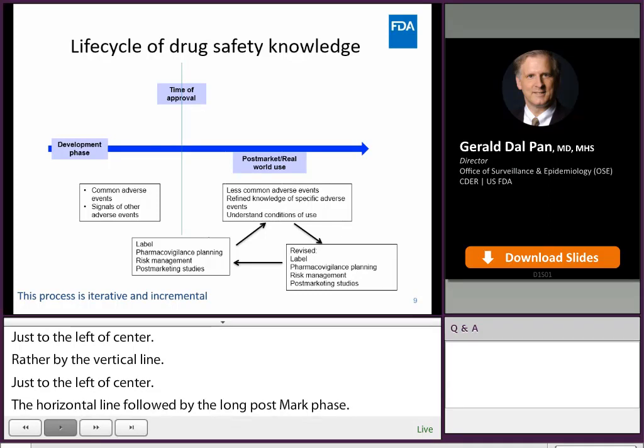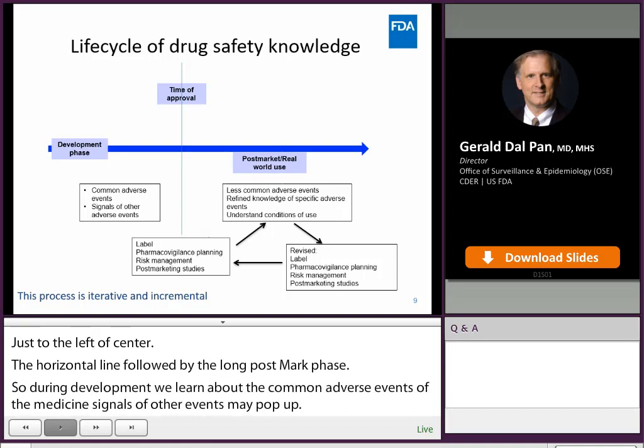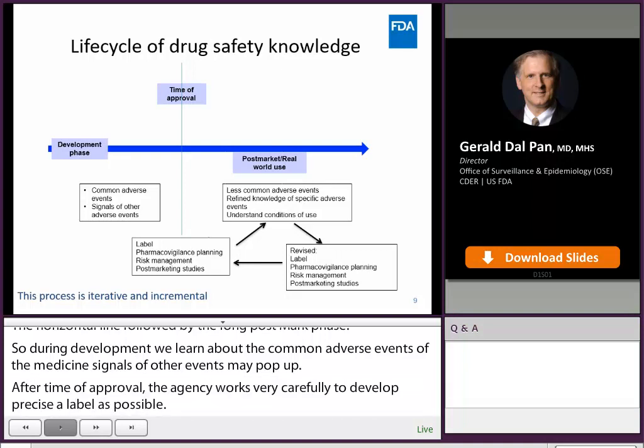adverse events may pop up. At the time of approval, the agency works very carefully to develop as precise a label as possible. There may also be pharmacovigilance planning, what we want to look out for in the post-market period, as well as risk management efforts, and post-marketing studies may be planned.